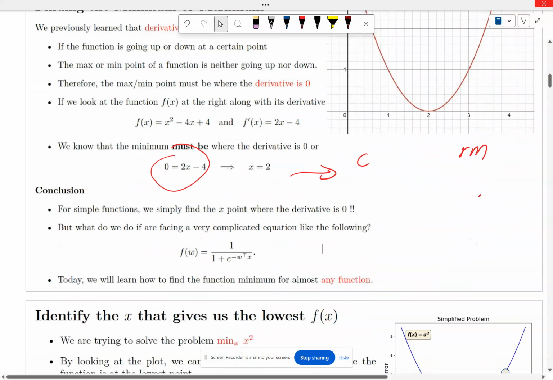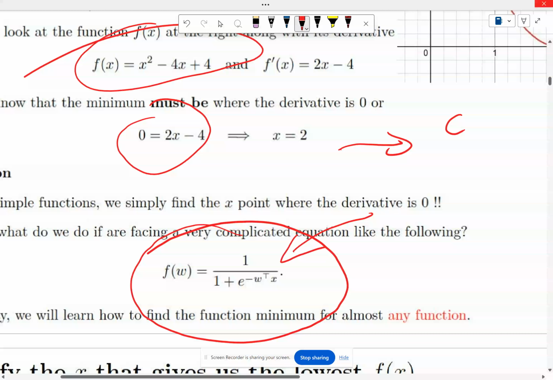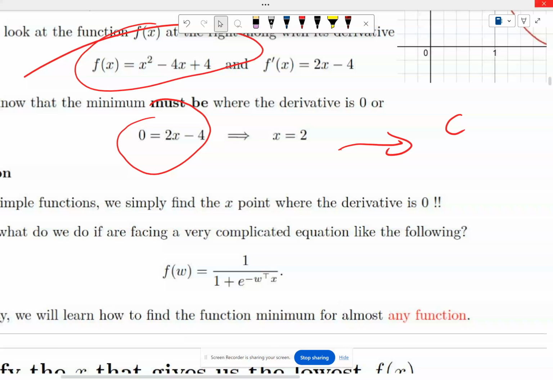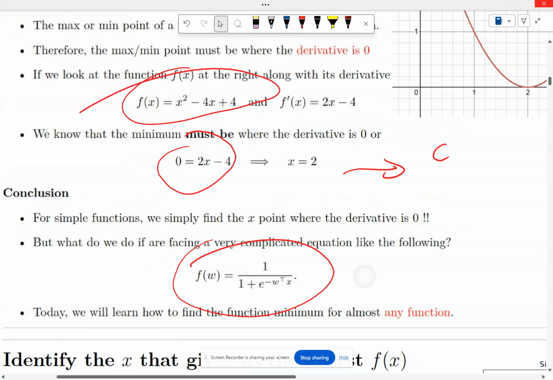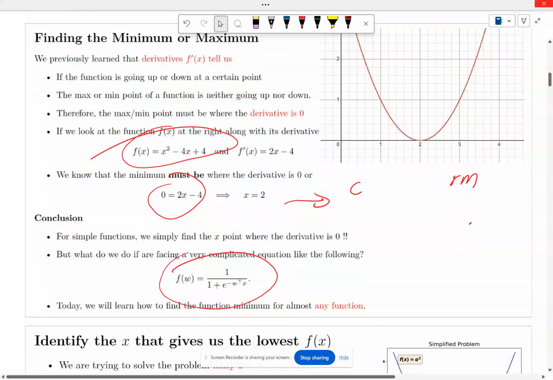So for these simple problems, great. What happens if we have something that looks kind of complicated like this? Now we have to take the derivative of this and set it to 0, and you can't necessarily solve for w because this is a really complicated equation. So for cases like this, how do you essentially find the minimum? That's what we're learning.